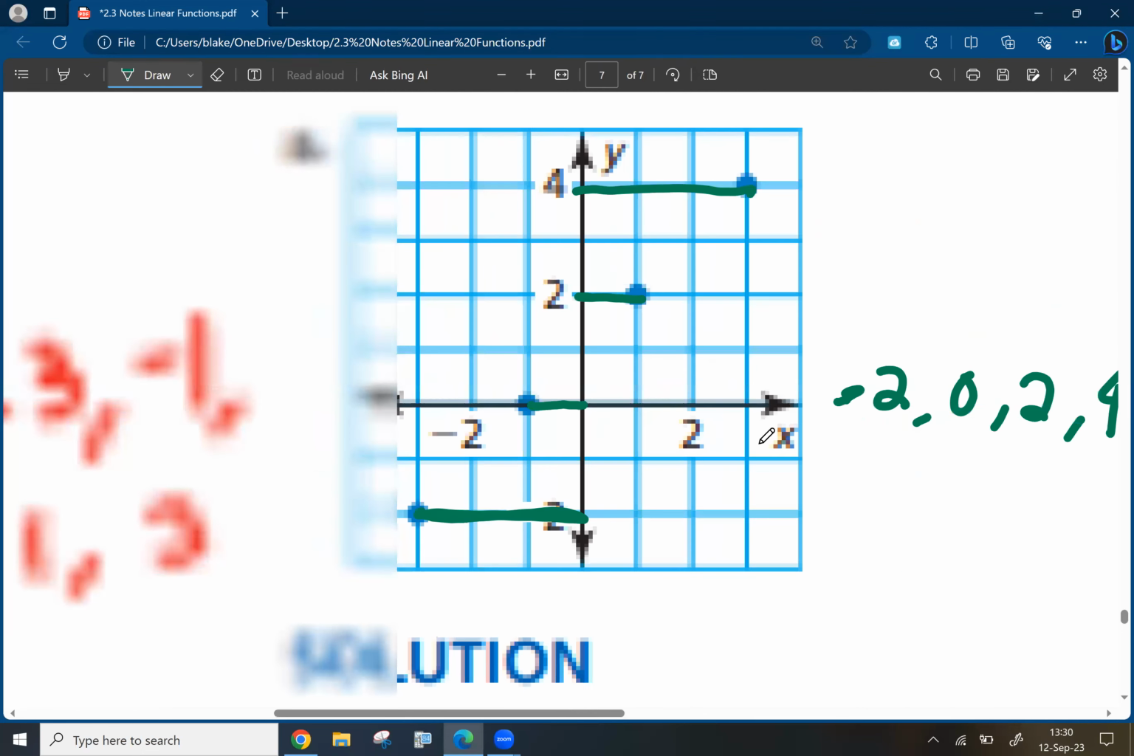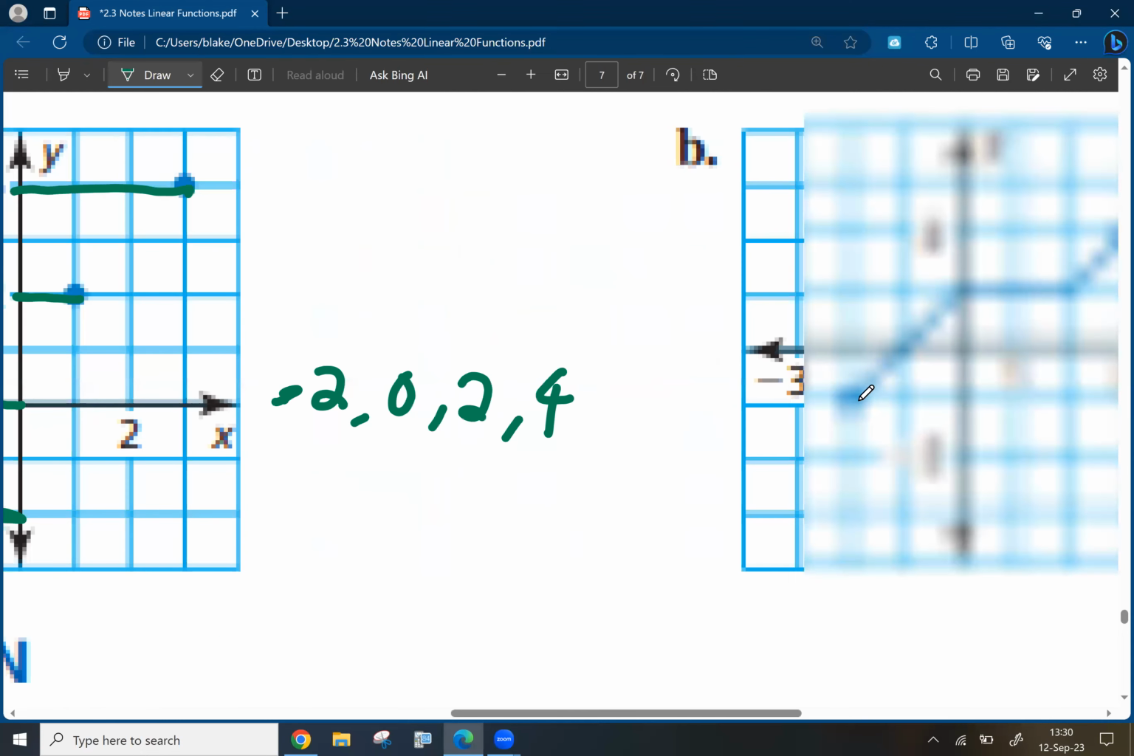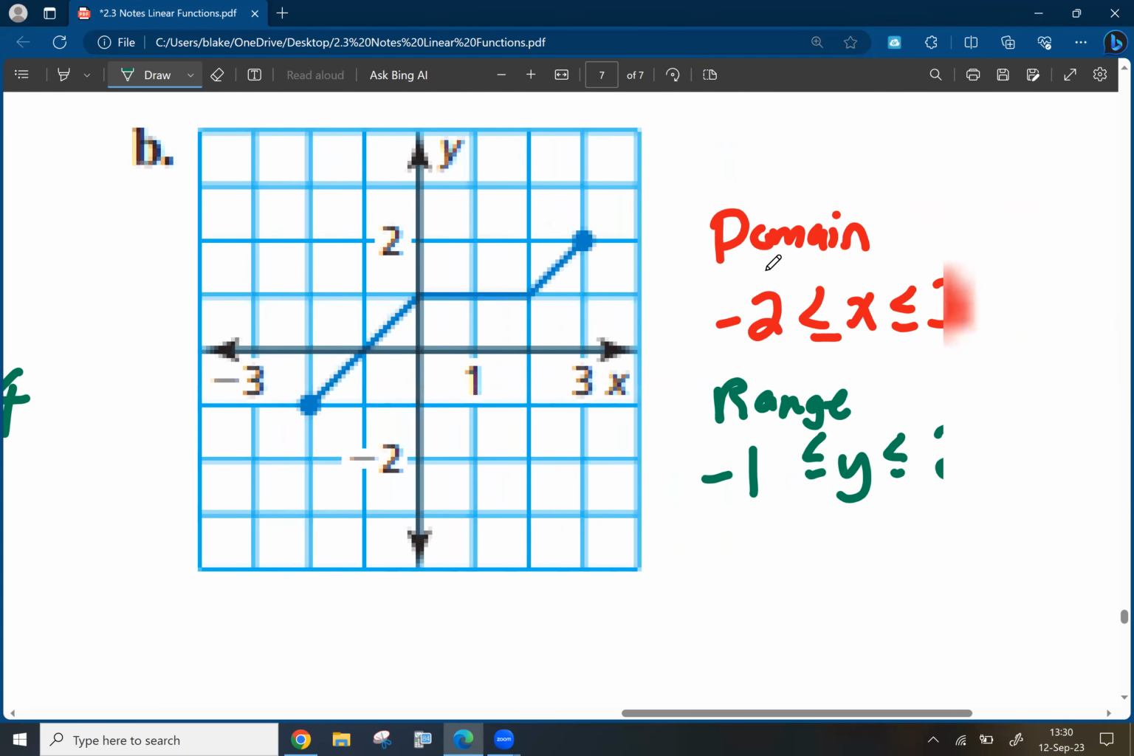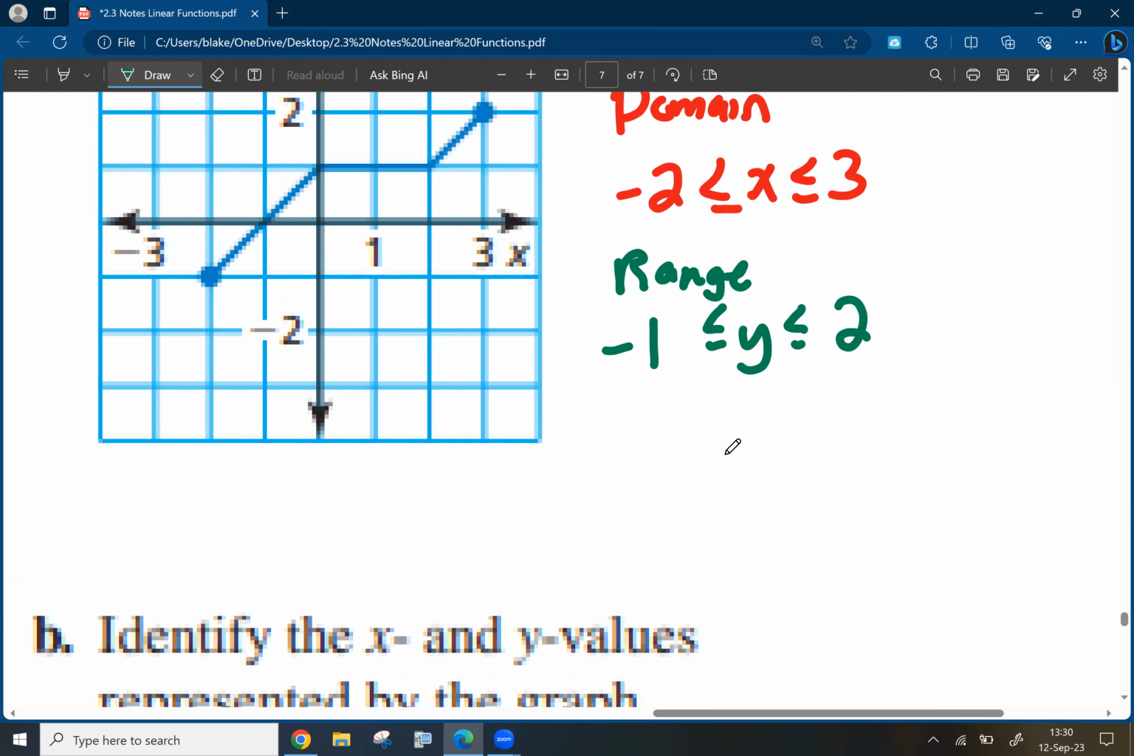Like this one has gaps, which is why we have gaps in the numbers. We only list the numbers. This one has no gaps in it. So it is a continuous stream from -1 to 2, and that's how we'd write it.